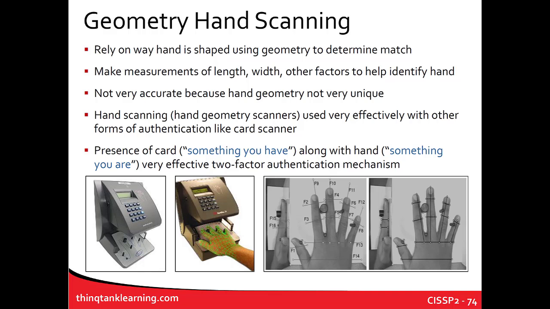Pretty common method is hand geometry scanner. I'm sure you guys have seen these biometric devices in the past. This relies on the way the hand is shaped, right? The lengths, the widths, the angles of the fingers and the palm. We use geometric features to match a scan against a template. It doesn't rely on vascular patterns. It doesn't rely on fingerprints, just shapes and proportions.